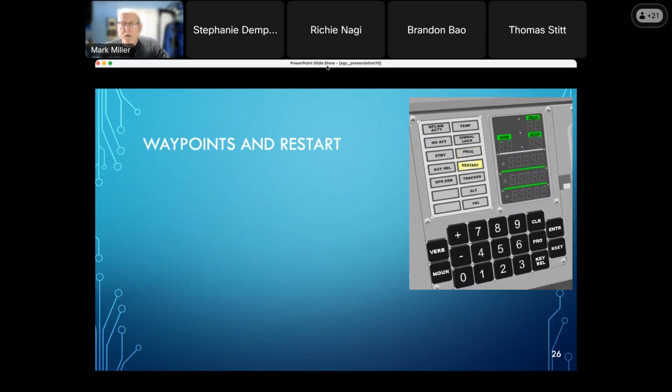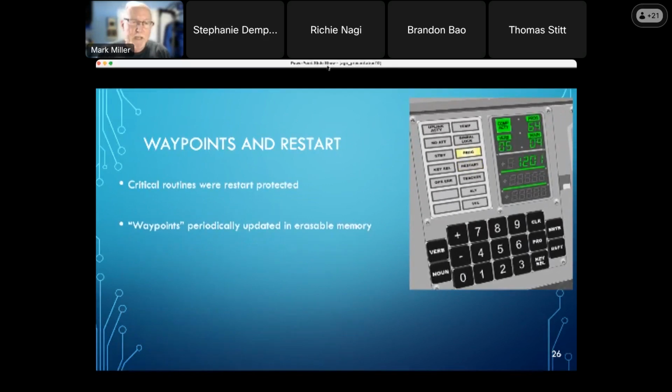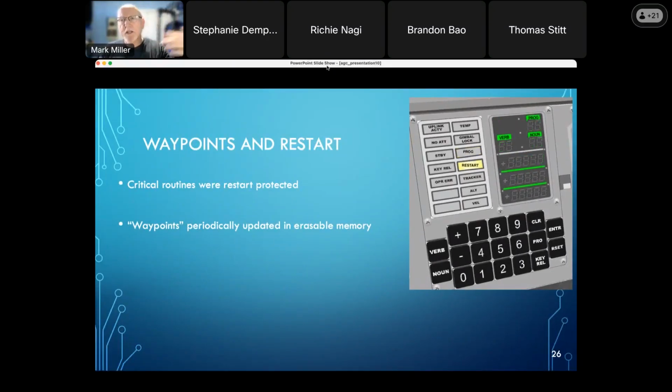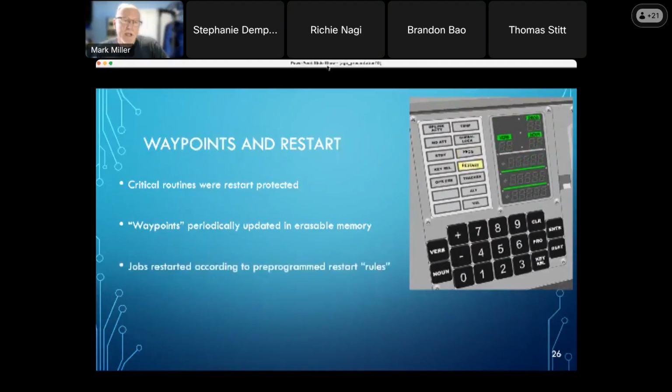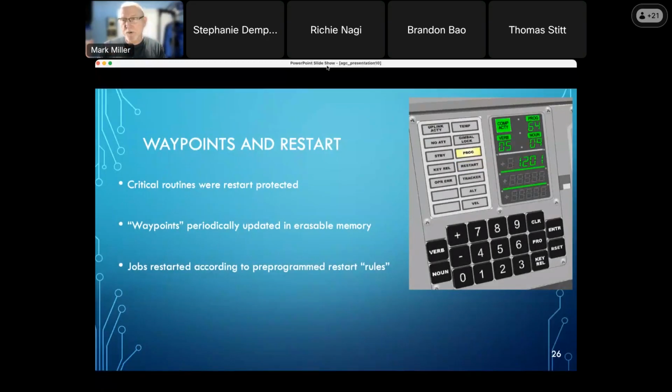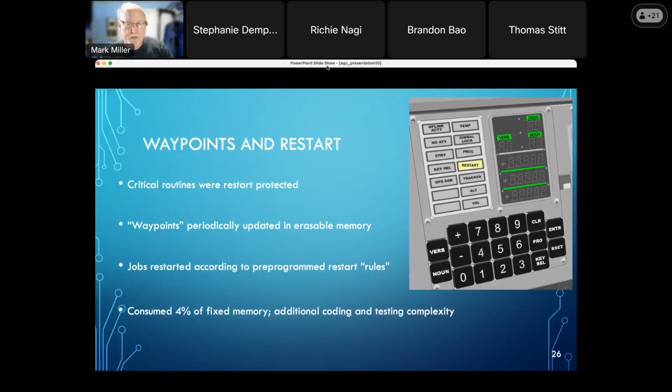The computer also supported something called waypoints and restarts. So critical guidance routines were restart protected. Periodically through the routine, it would save its state to erasable memory, and then a job could be restarted. If the machine rebooted, it would have particular pre-programmed rules on how it would restart the jobs during a restart.